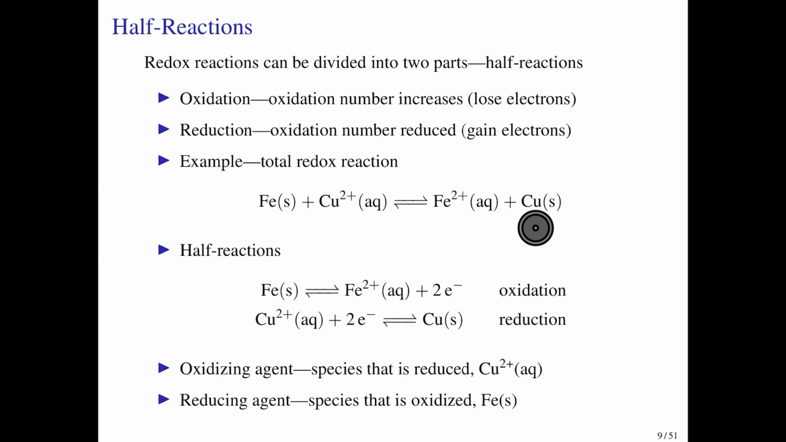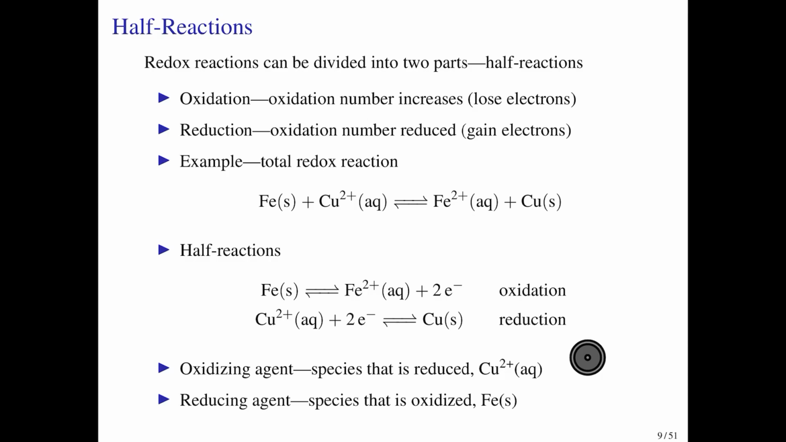So what we can do is divide the total redox reaction into its two half reactions. For the oxidation half reaction, you have iron forming iron 2+ because it loses 2 electrons. For the reduction reaction, you've got copper 2+, which gains 2 electrons to give you metallic copper. So these are the oxidation and reduction components of the total redox reaction that you see here.